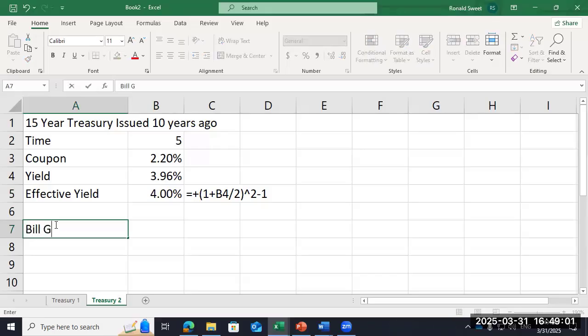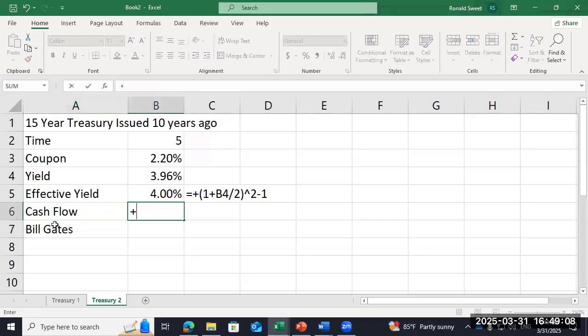So Bill Gates, see if I can get this right. Well, let's get our cash flow first. Our coupon's 2.2. So $1,000 times 0.022 divided by 2. So $11. So from Bill Gates' standpoint, we do minus PV. The rate here is 0.0396 divided by 2.